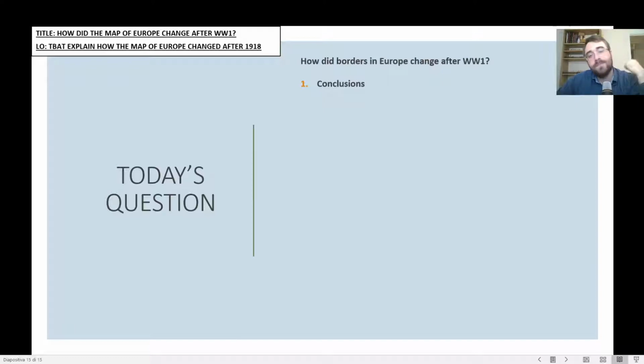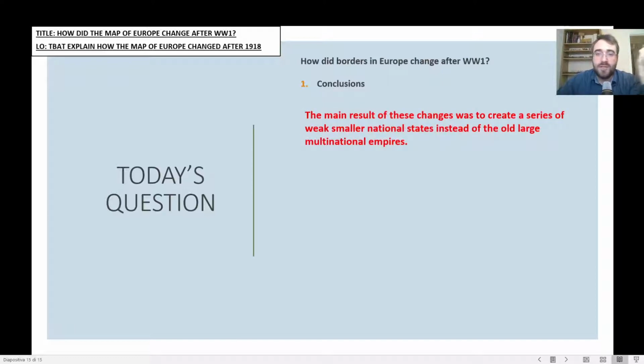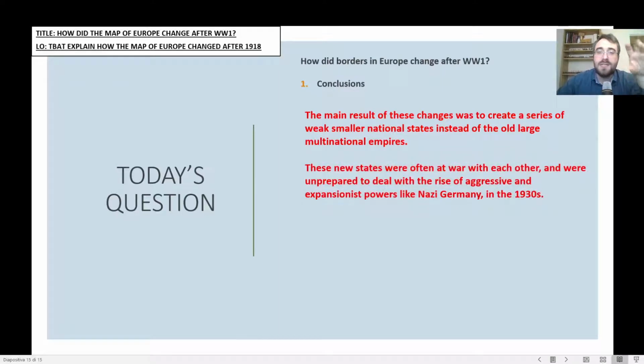In conclusion, the main result of these changes was to create a series of weak, smaller national states, instead of the old, large multinational empires. These new states were often at war with each other and were unprepared to deal with the rise of aggressive and expansionist powers like Nazi Germany in the 1930s.